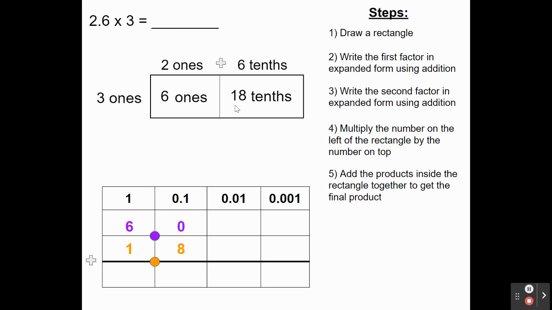And now we can add starting with the smallest place value, which in this problem is the tenths place. 0 tenths plus 8 tenths is 8 tenths. 6 ones plus 1 one is 7 ones. The decimal point always goes between the ones and the tenths place, so we're going to put it between the 7 and the 8. Our final answer is 7 and 8 tenths.